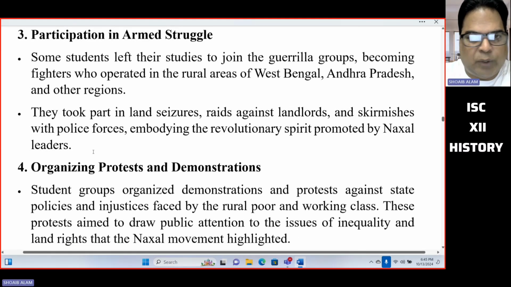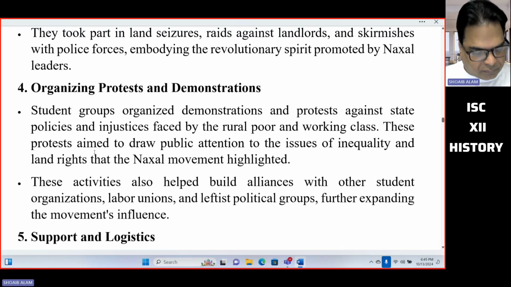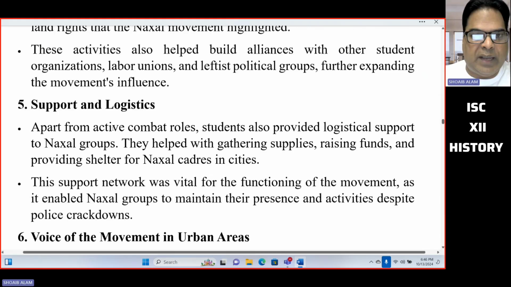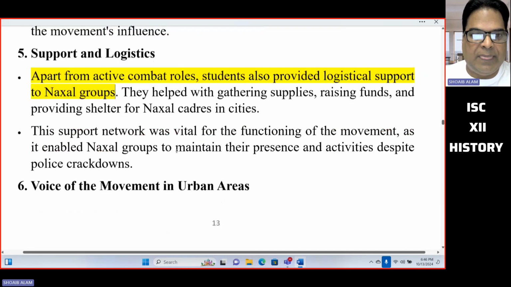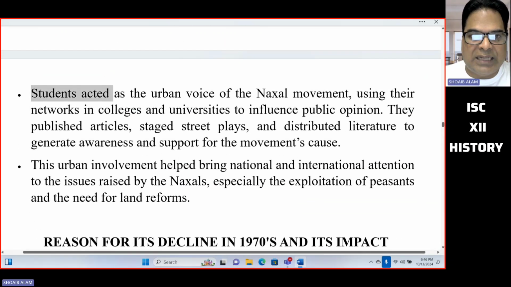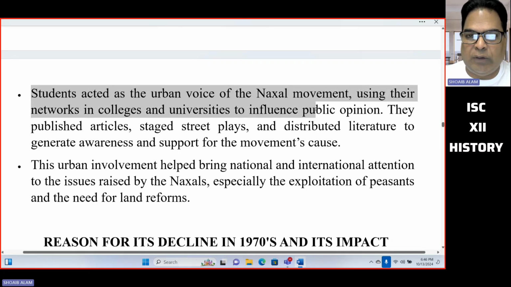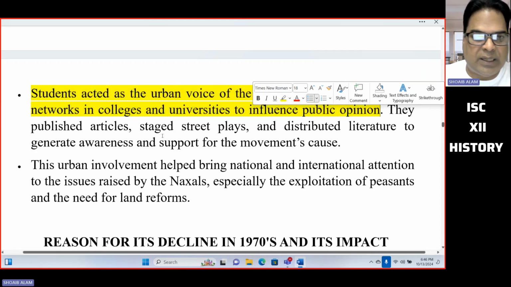Organizing protests and demonstrations. These were some of the roles played by the students as well as the youth of Bengal. Apart from active combat roles, students also provided logistic support. Then, the voice of the movement in urban areas. Students acted as the urban voice of the Naxal movement, using their networks in colleges and universities to influence public opinion. So this can also be taken.